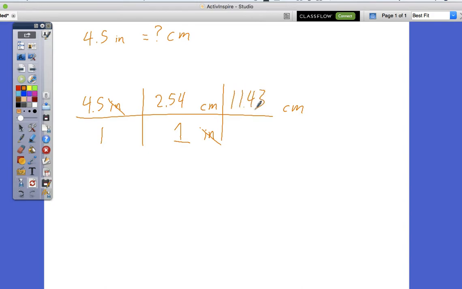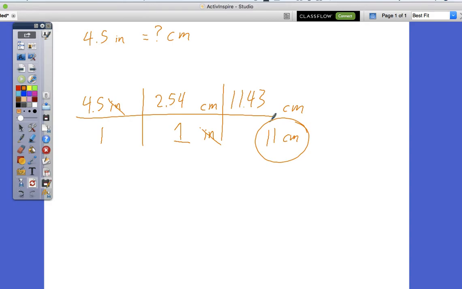11.43 centimeters. Now, real quick, how many sig figs do we have up there? 2. 2. Okay, 2 are what we need. So what's this going to be? 11 point. Wait, no. 11. Just 11. 11 centimeters. Okay? You guys are doing really good.